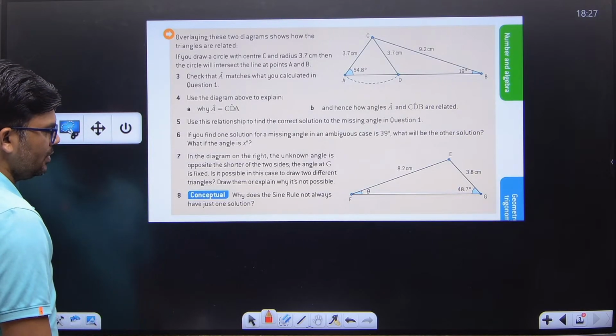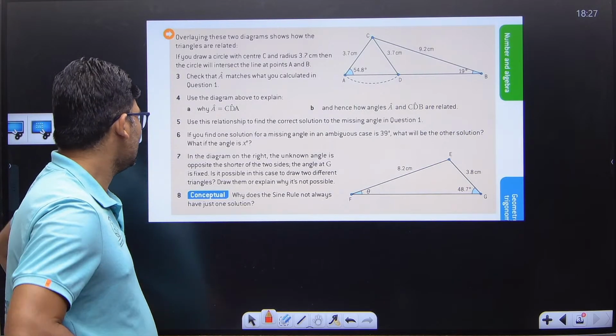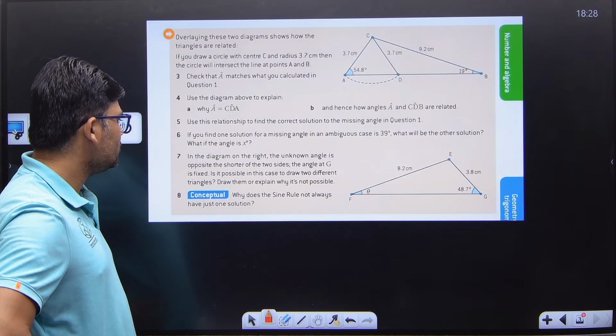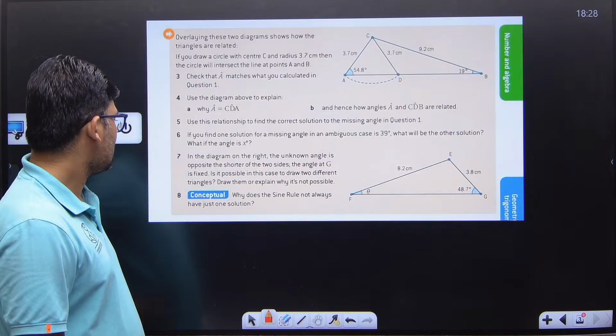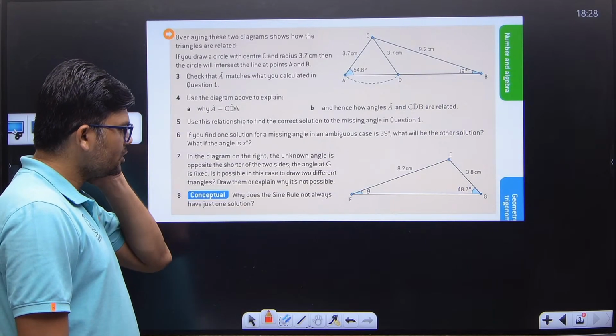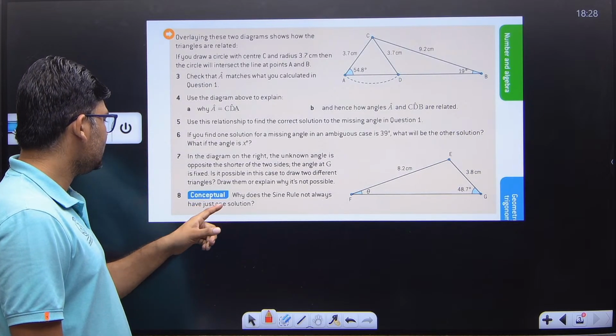Okay, so many questions. In the diagram on the right, the unknown angle is opposite the shorter of the two sides. The angle at G is fixed. Is it possible in this case to draw two different triangles? Draw them or explain why it is not possible. Why does the sine rule not always have just one solution?